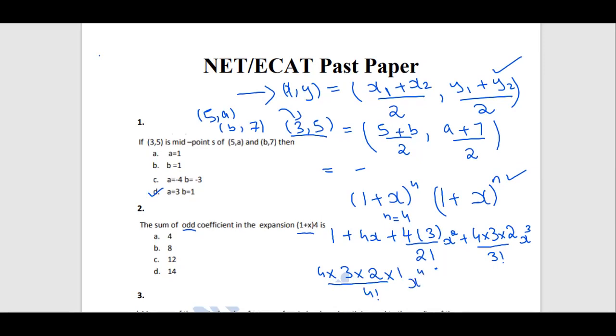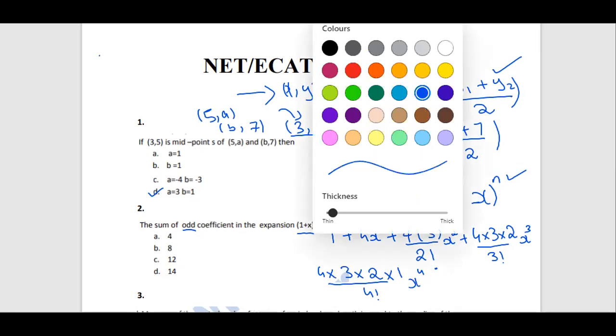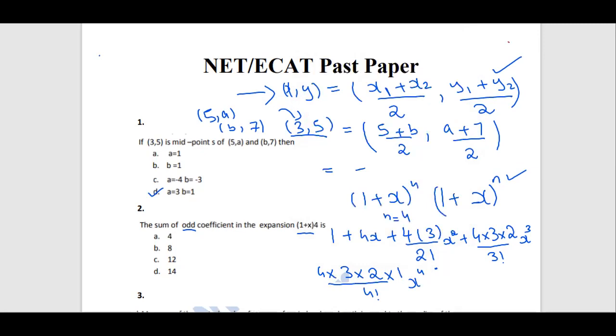Now we simply need to identify the odd terms, because here the question is to find the sum of odd coefficients, right? So we need to find the odd terms. This is the first term, so this is an odd term. Then the second term is 4x, the third term is this, again this is an odd term. Then the coefficient of x cube is basically the fourth term, so we will not include it. And then this is the last term. Let's just simplify things. 2 factorial can be cancelled this way, and 4 factorial will cancel all this.